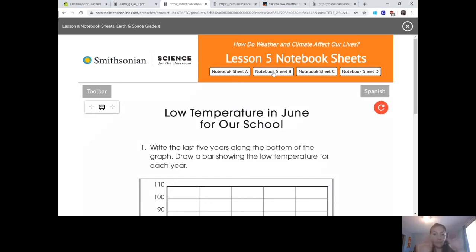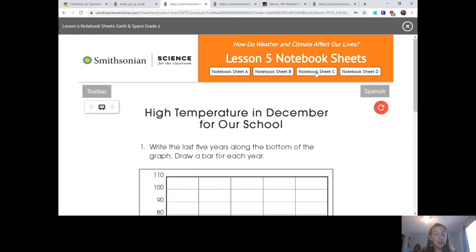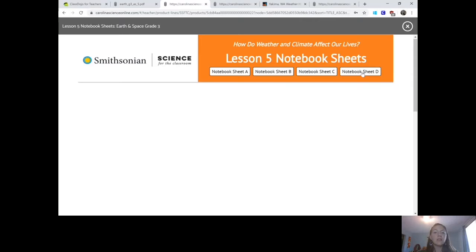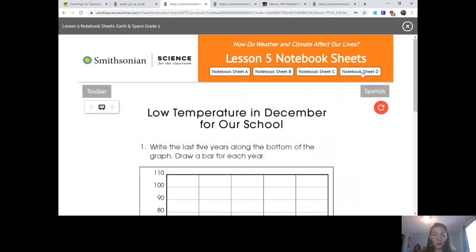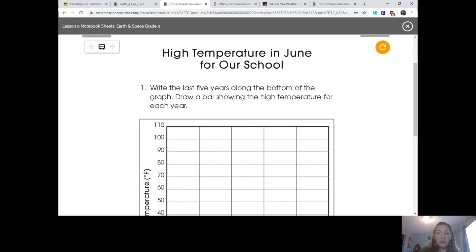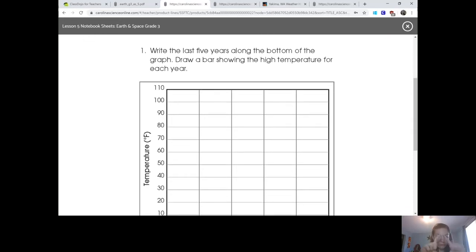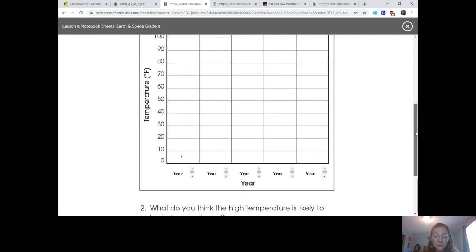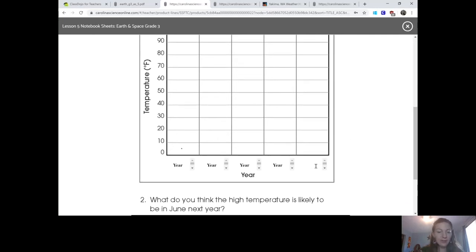So just like our chart showed, we had the highs and the lows for June. That's the first A and B sheet. Notebook sheet C is high temperature in December for our school and low temperature in December for our school. For the sake of time, I'm trying to keep it short and sweet for you. So let's just work on high temperature in June for our school. What you'll be doing with your own little chart, hopefully you have the paper copy. If not, copy down what I'm showing you right now. It says write the last 5 years along the bottom of the graph. Draw a bar graph showing the high temperature for each year. So we know the last one we did was 2019.